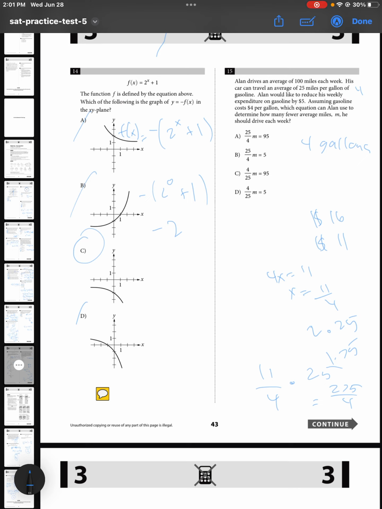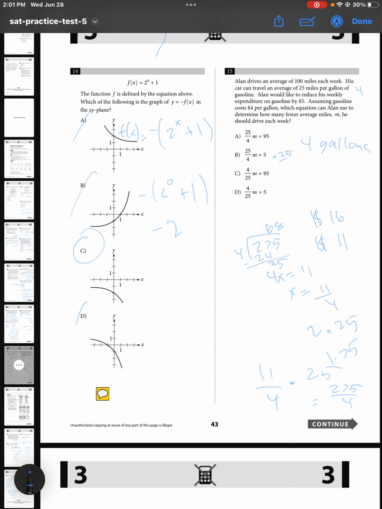Okay, 275 over 4. That's how many gallons he would do. So, 275 over 4. 24, maybe 6. 68. So around 68. So, let's try some out.